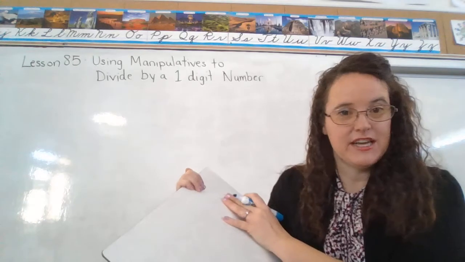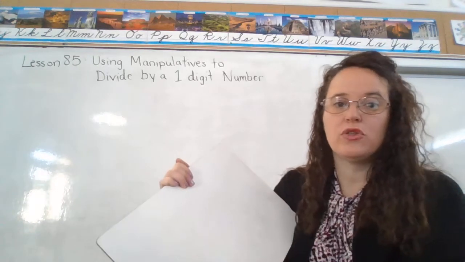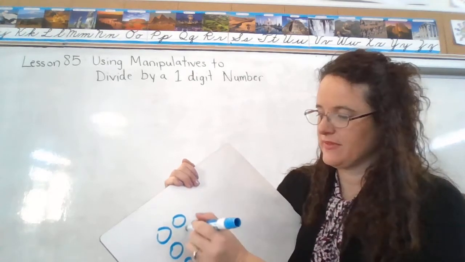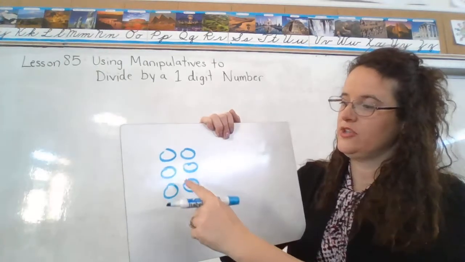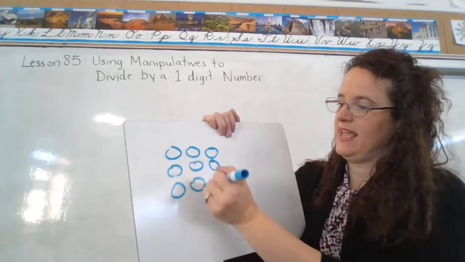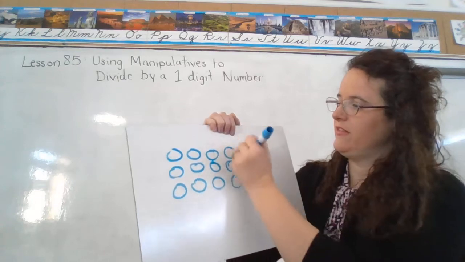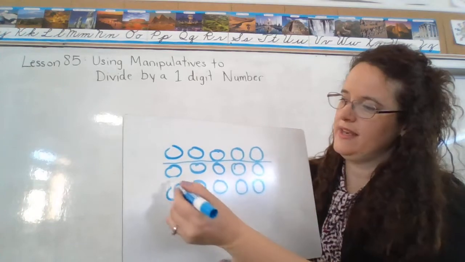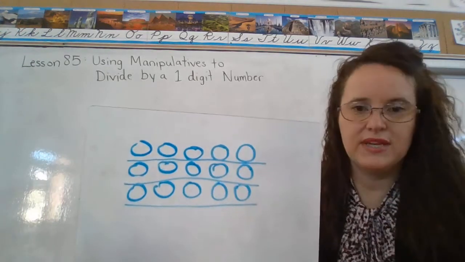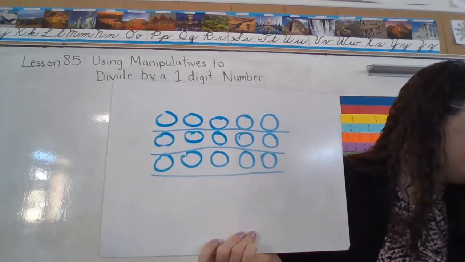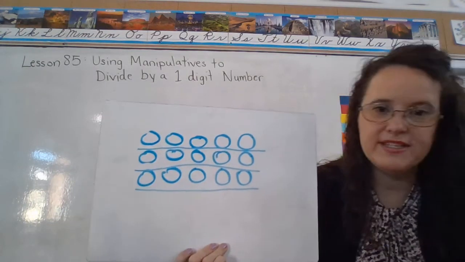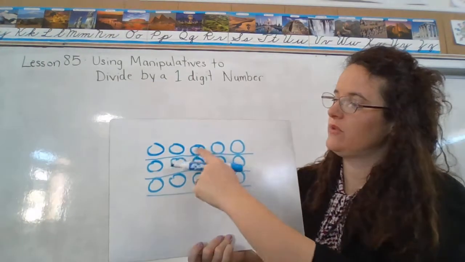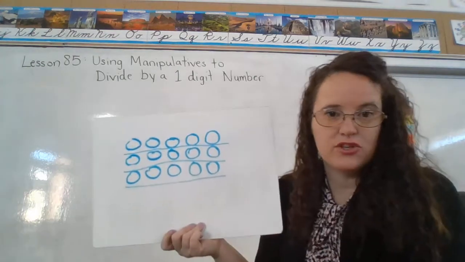So you have your 15 objects. You need to form them into 3 rows. So I'm just going to draw my 15. 1, 2, 3, 4, 5, 6, 7, 8, 9, 10, 11, 12, 13, 14, 15. There's my 15 students. Here's row 1, row 2, and row 3. And we want to know how many students are in each row. I can just count. 1, 2, 3, 4, 5 students in each row.